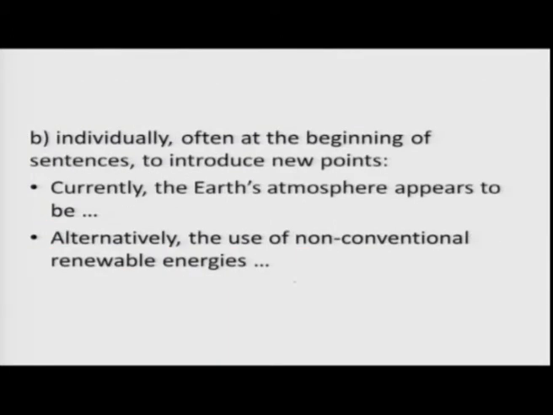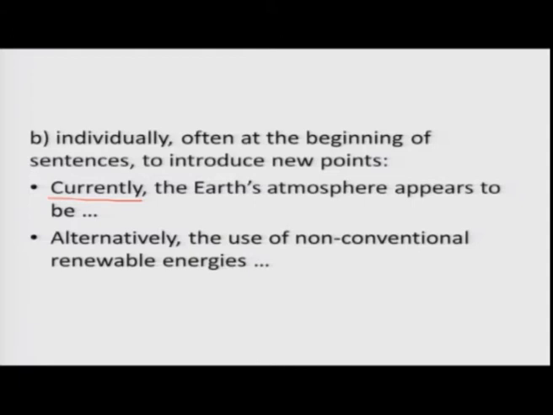The second context: sometimes you find them at the beginning of sentences where they introduce new points or new perspectives. Let us look at the examples. Currently, the Earth's atmosphere appears to be. Here the word currently is the modifier. Probably you have talked about something in the past, and you are now moving to the present, and this modifier indicates that shift.